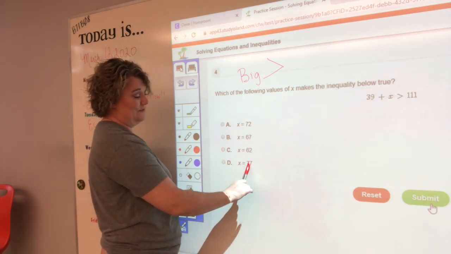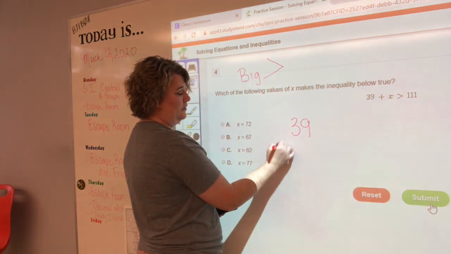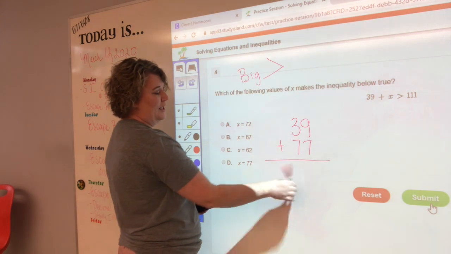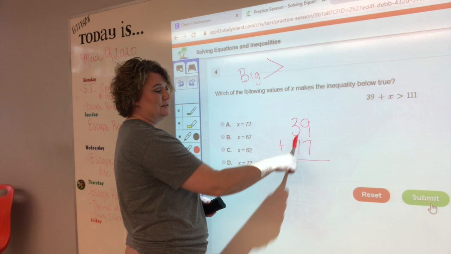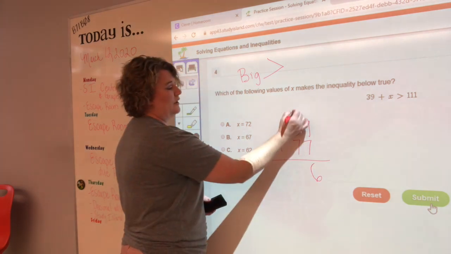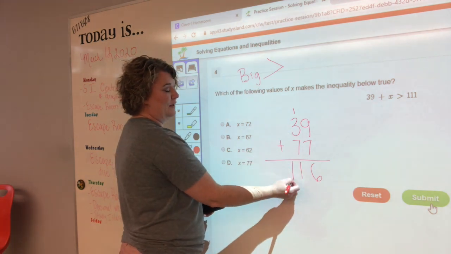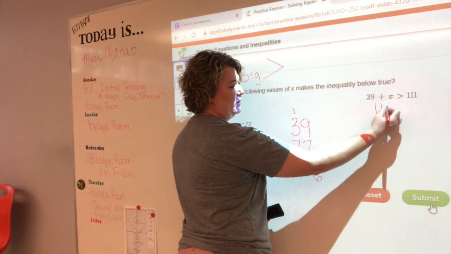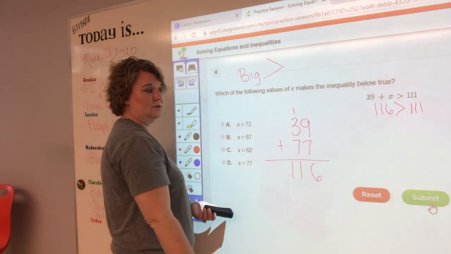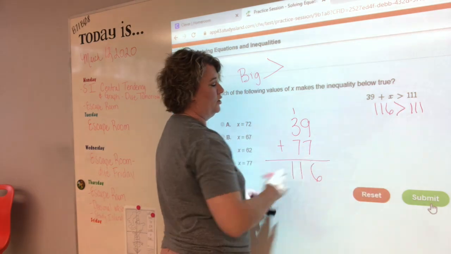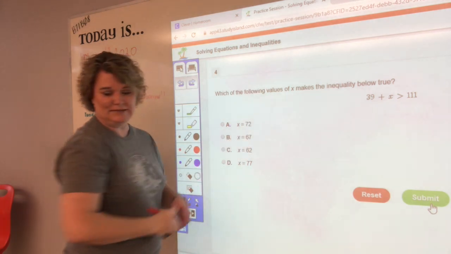So if I'm going to take this 77 and plug in for x right there, that would be 39 plus 77. 9 and 7, 10 and 7 would give me 17, but I could take 1 away since that was 9, that would give me 16. Carry a 1. 7 and 3 get me 10, plus 1 more would get me 11. Now let's rewrite the problem. This side is 116 is greater than 111. Is that true? It absolutely is. 116 is the bigger number. So that means the answer has to be D. Has to be D.